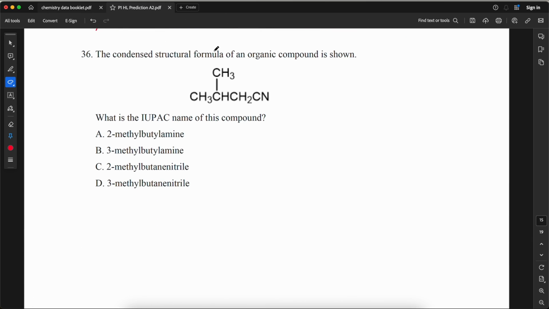The condensed structural formula of an organic compound is shown. What is the IUPAC name for this compound? We've got CN as C number 1, C number 2, C number 3, and then 4. So CN is the nitrile, and then we've got an alkyl group at C number 3. Therefore, the answer will be D.